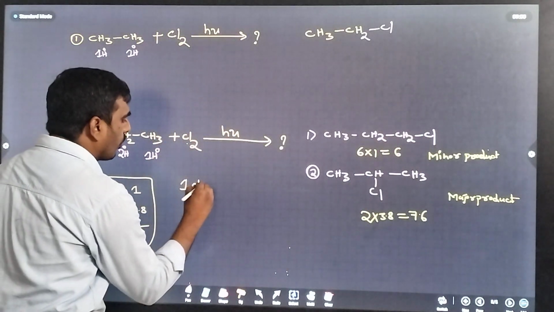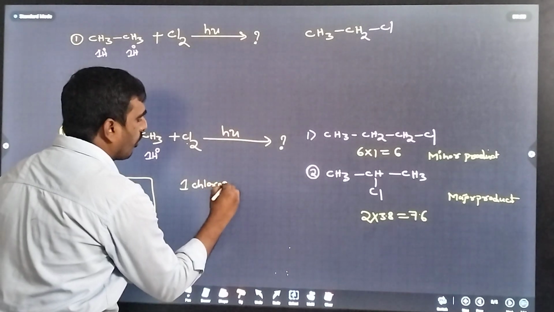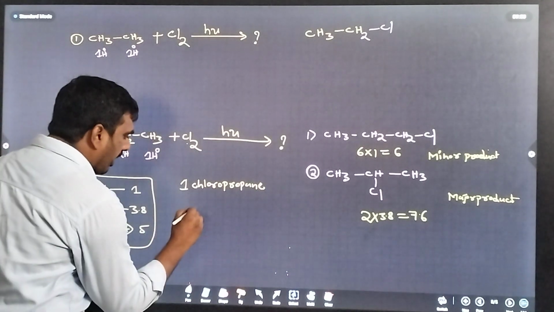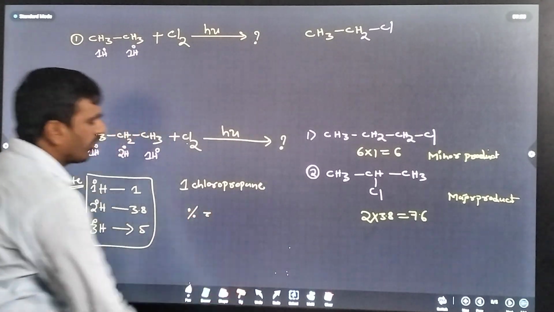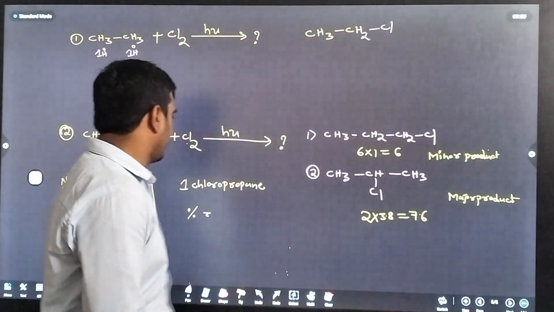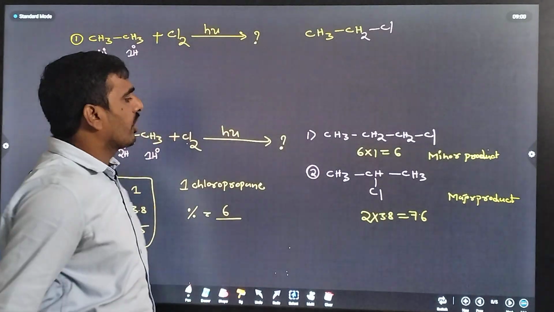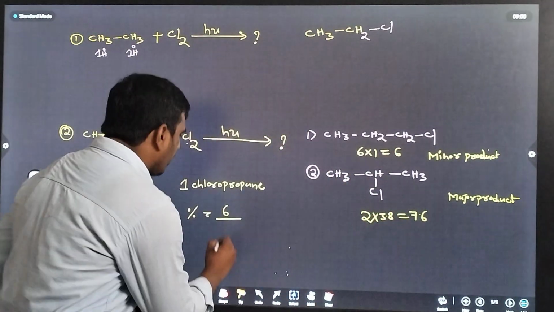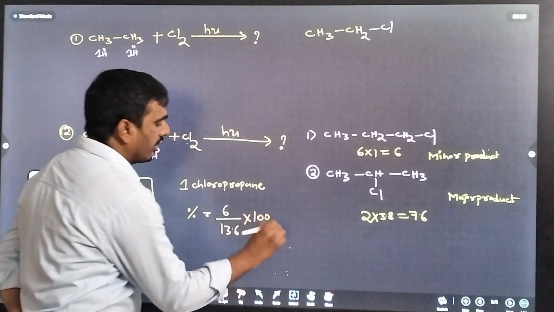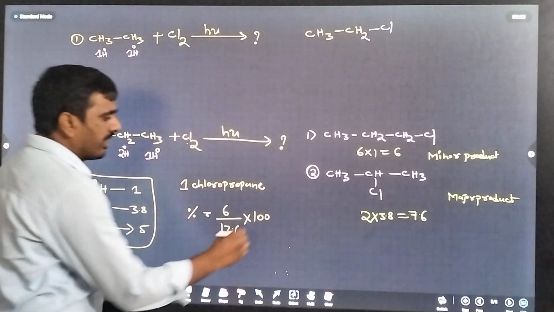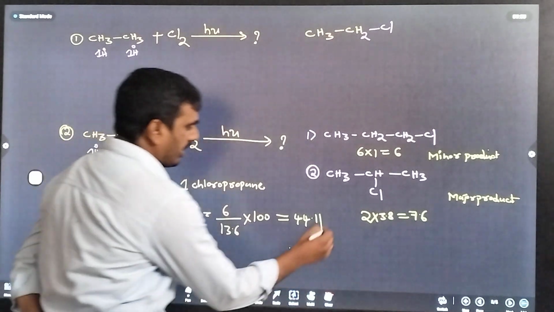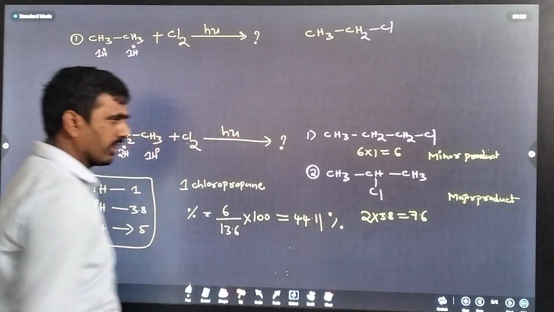So 1-chloropropane, I can calculate the percent. Okay, percent. So this contribution is 6. This contribution is 6. So total contribution 6 plus 7.6, 13.6, into 100 percent. So how much value? So we get 44.11 percent. Okay, this is the 1-chloropropane percentage.